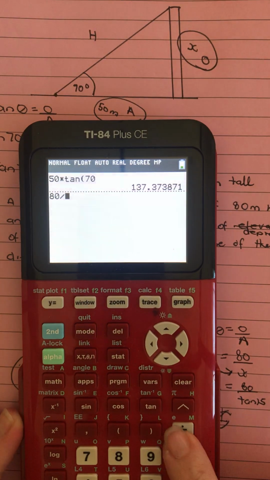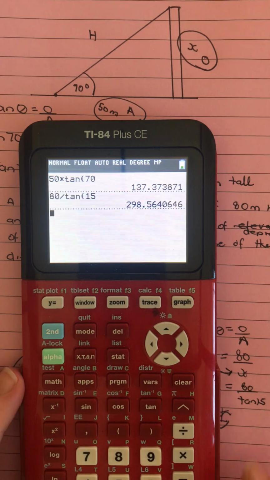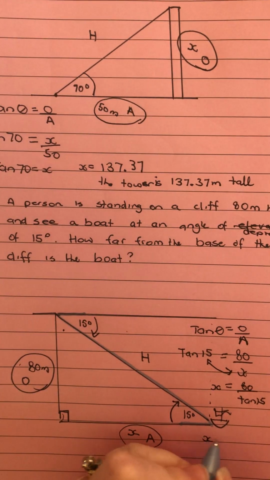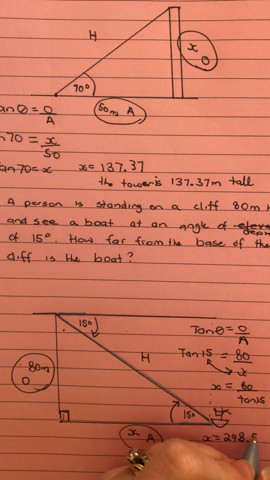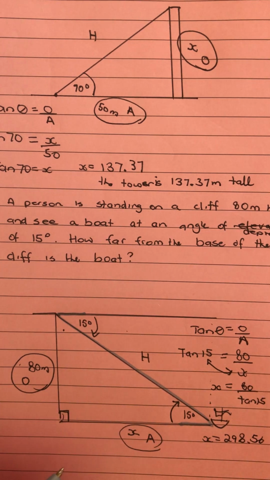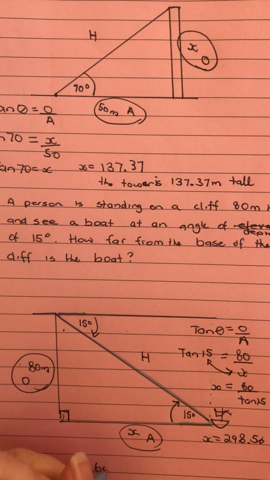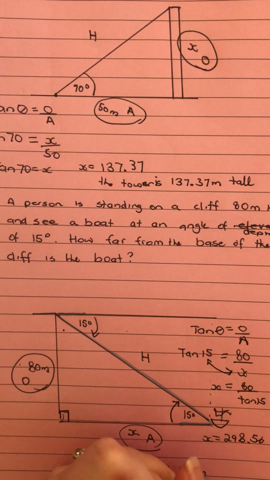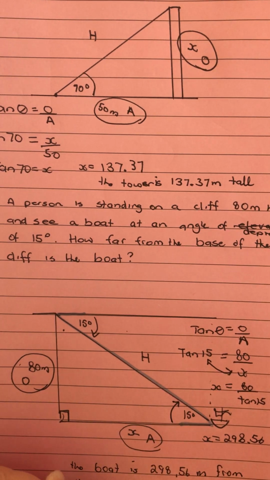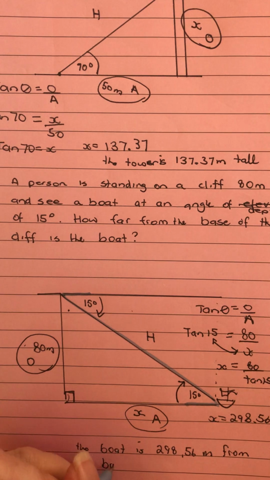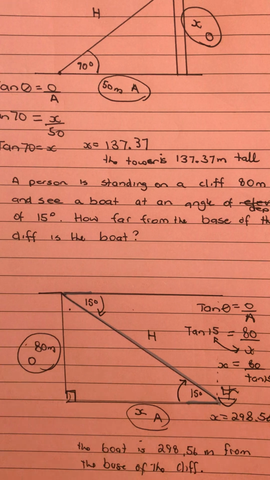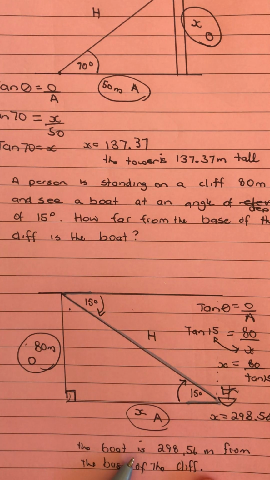Then I'll grab my calculator. I will do my 80 divided by tan of 15, and I get 298.56. So I'll then write my sentence answer there. The boat is 298.56 metres from the base of the cliff. So always remembering to put your sentence answer at the end.